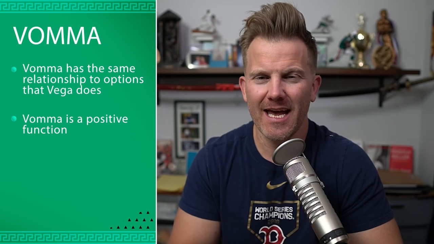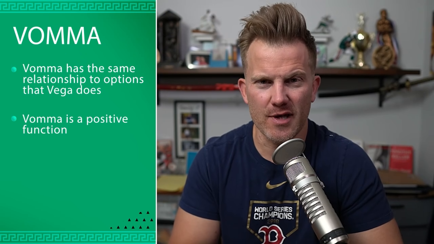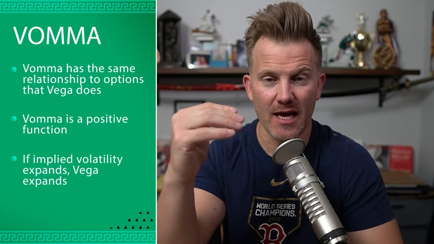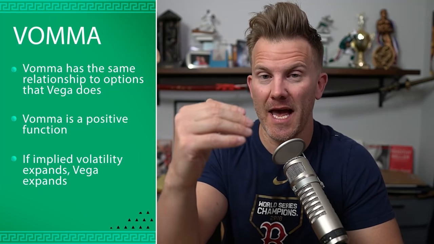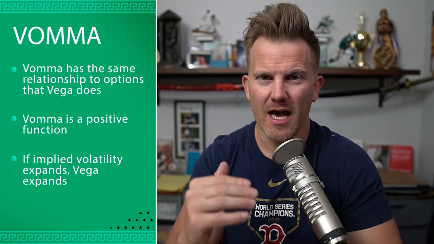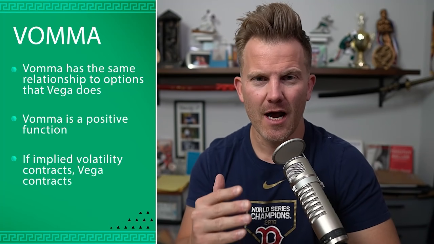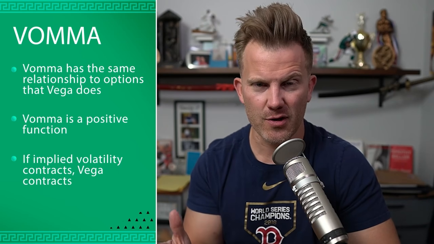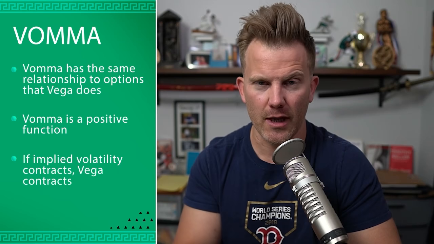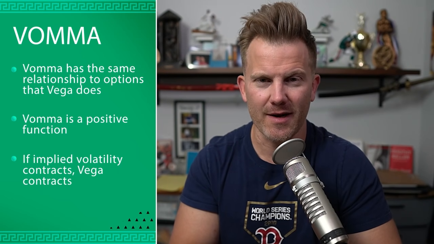Now, what does that mean in English? It's actually not too difficult to understand. Ceteris paribus, if implied volatility expands, then Vega is going to expand because Vama is a positive function. Ceteris paribus, if implied volatility contracts, then Vega is going to contract because Vama is a positive function. Now, does this mean that all Vamas are created equally? No, absolutely not, as we are going to see in the next couple of minutes.